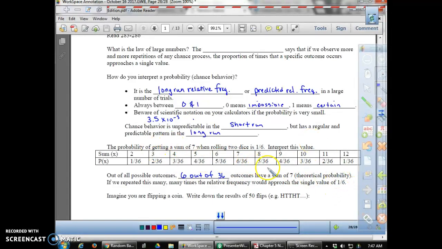Now, where are we getting these probabilities in this table? So I want you to pause the video and think about it, and then check back in just a second, and I'll show you where these probabilities are coming from.